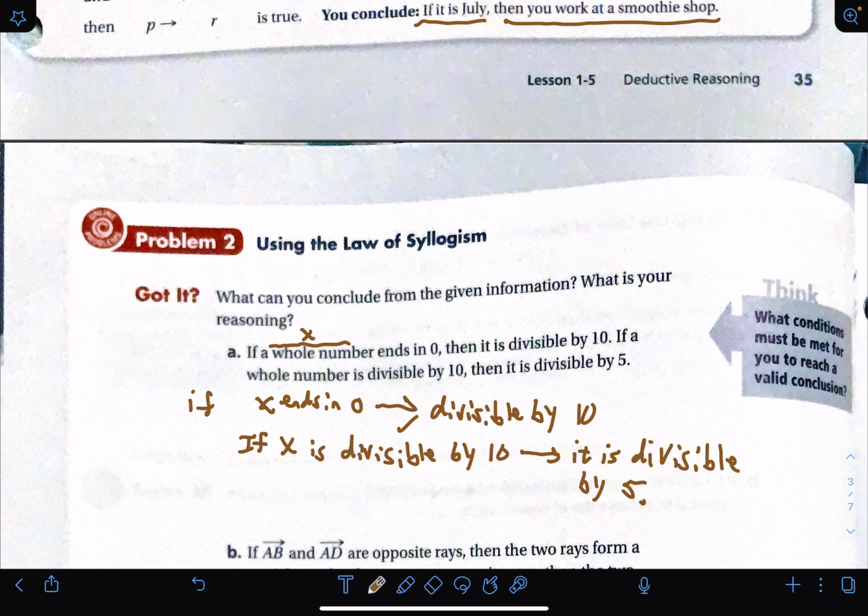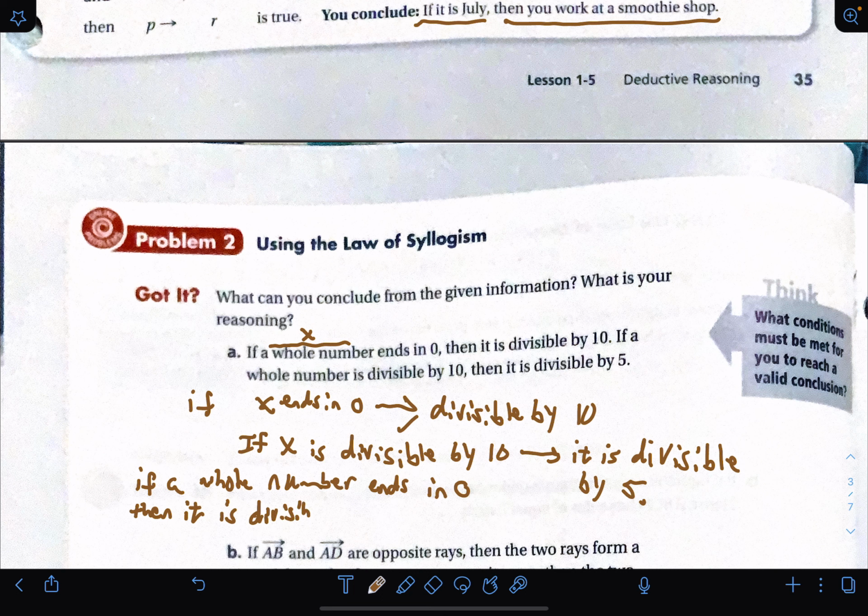So, what you can say is, if a whole number ends in 0, then it's divisible by 5. Okay? This is what you can say.